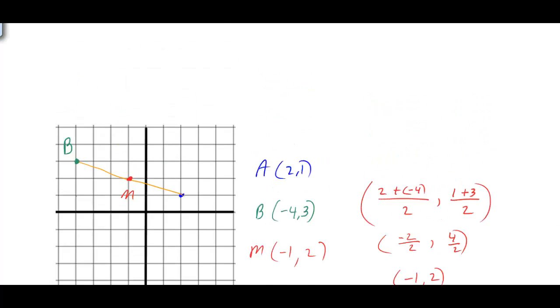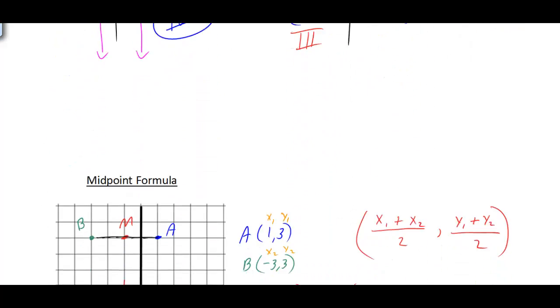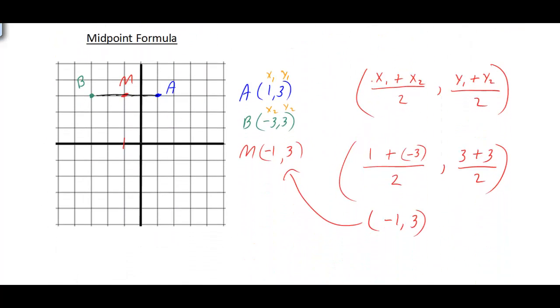So keep in mind with your coordinates, your x value is always first and your y value is always second, and your quadrants start in the top right, and you number those 1, 2, 3, and 4. And we looked at the midpoint formula. You simply add your x values together, divide by 2, add your y values together, and divide by 2.